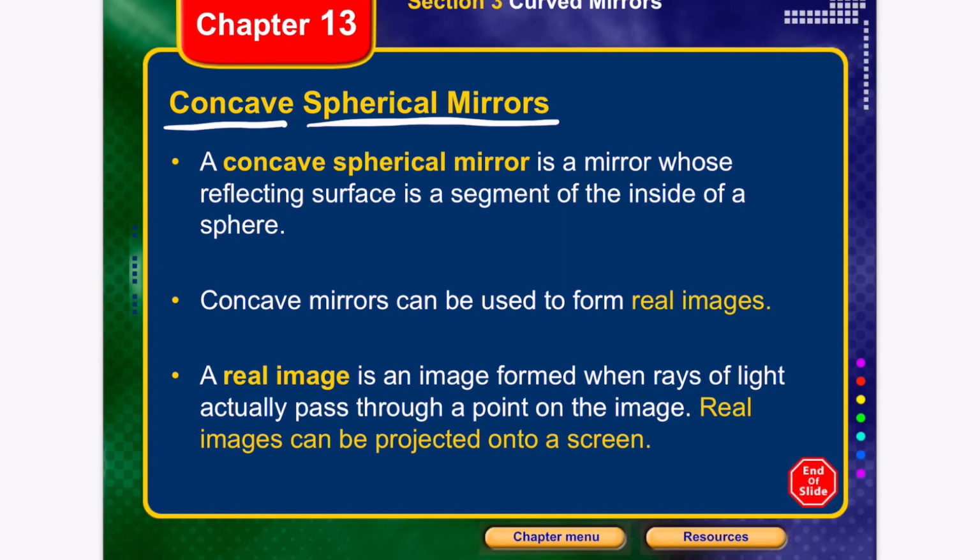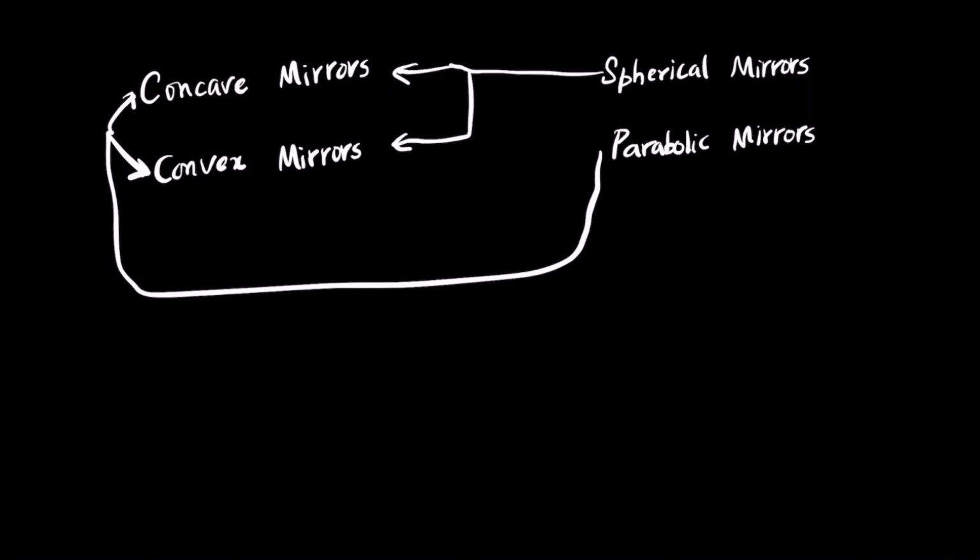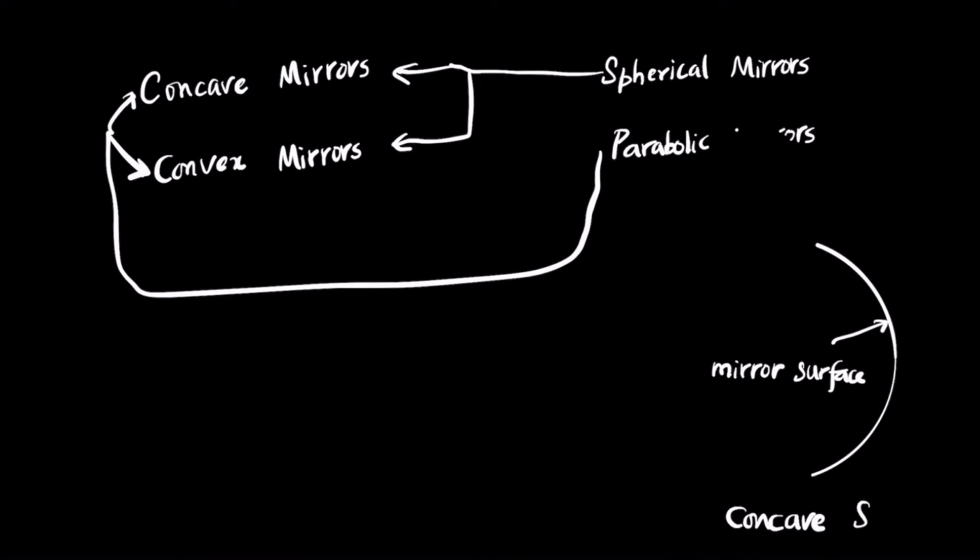So using that idea, let's talk about a concave spherical mirror. A concave spherical mirror is basically a mirror whose reflecting surface is the segment of the inside of the sphere. So what happens here? For example, let's say that we consider a sphere. I'm not going to be able to draw a 3D diagram, so imagine this is a sphere. In that, we cut a section of the sphere out, and we are using the internal surface as the mirror surface. This here is called a concave spherical mirror.